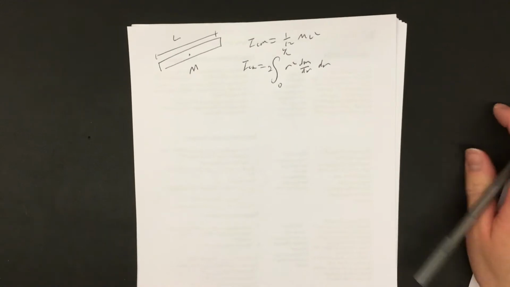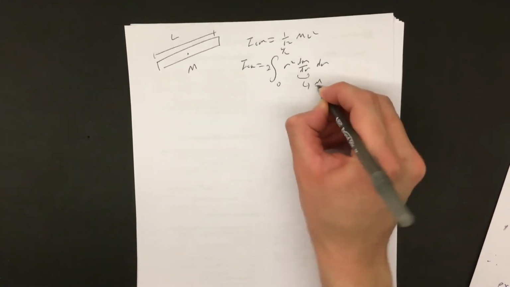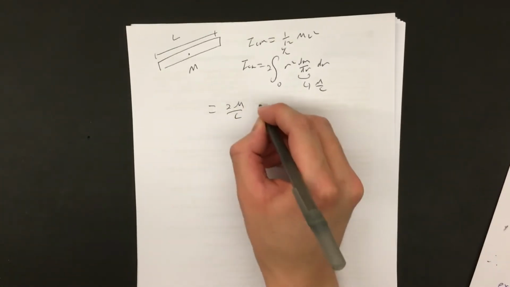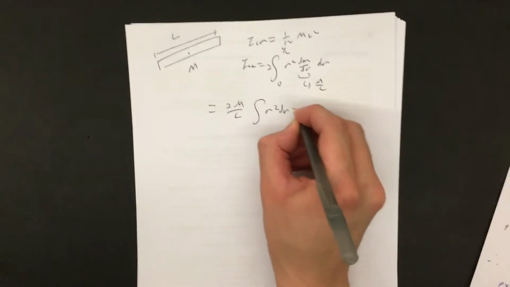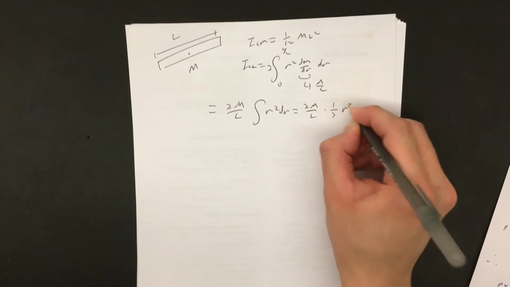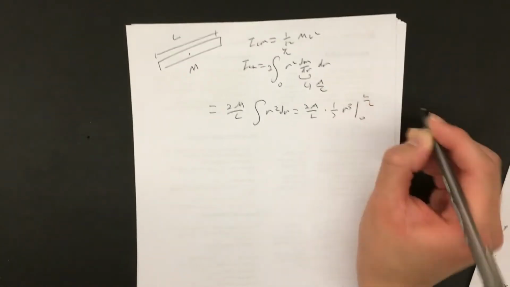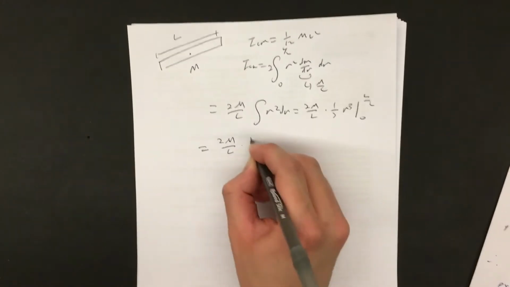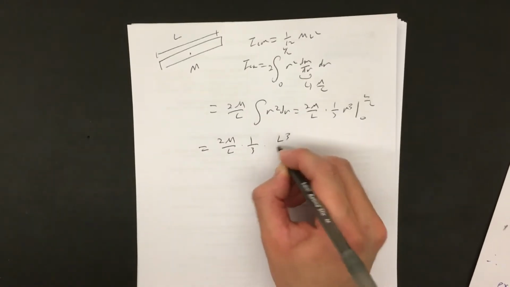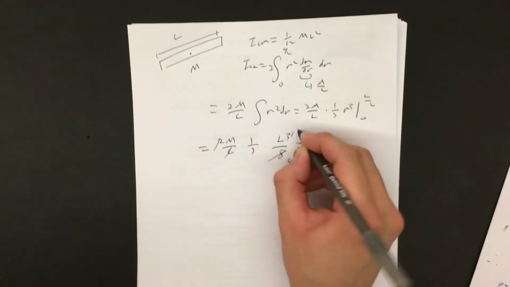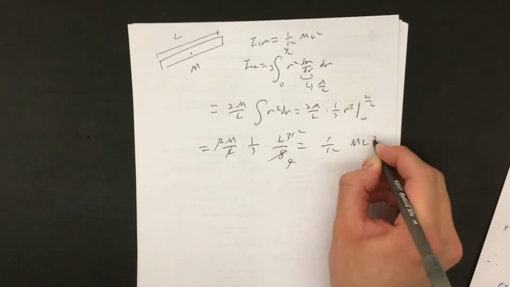dm dr is simple. Since the rod has uniform mass density, this is just simply m over L. So therefore, evaluating the integral, this equals to 2m over L times the integral of r squared dr, which is 2m over L times 1/3 times r cubed from 0 to L over 2. And thus, further evaluating this equals to 2m over L times 1/3 times L cubed over 8. And canceling out some terms, I get 1/12 m L squared.